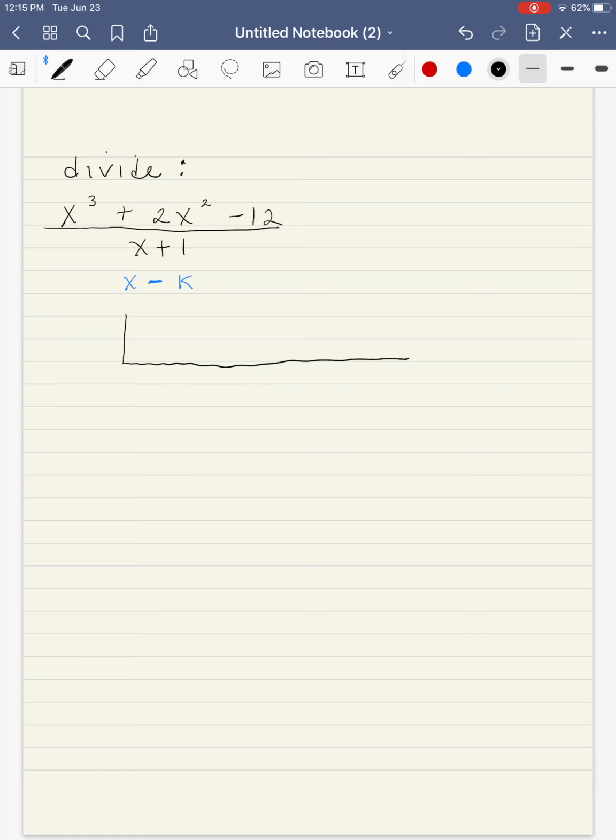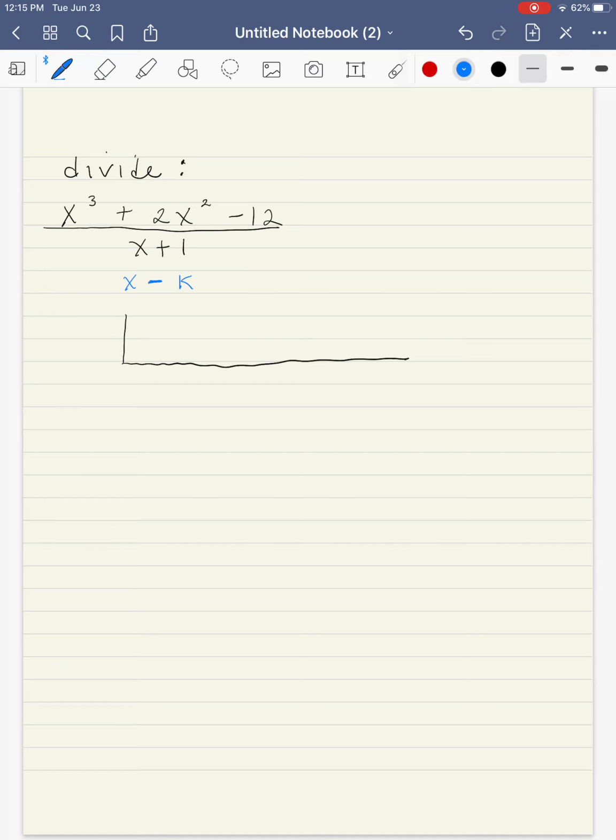So I want you to see if you can set up your synthetic division. Write what you're going to put out here to the left, write your coefficients, and remember to look for any missing terms. Count down: cube, squared, first, constant, and see if you're missing any terms. See if you can fill out. Pause the video and fill out your synthetic division box here.